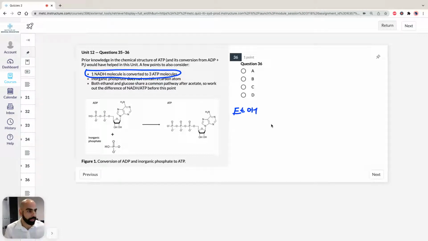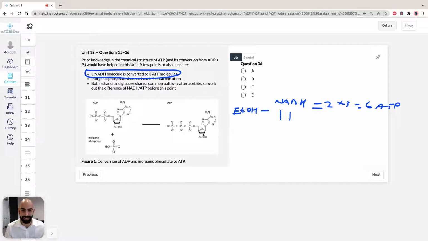So ethanol to acetaldehyde is going to produce one NADH, and then from acetaldehyde to acetate, we're going to produce another NADH. So we're going to have two NADHs. And remember what we said, one NADH molecule is converted to 3 ATP molecules. So we're going to therefore have 6 ATP molecules. Now bear in mind, ethanol here is shown as 1 mole.